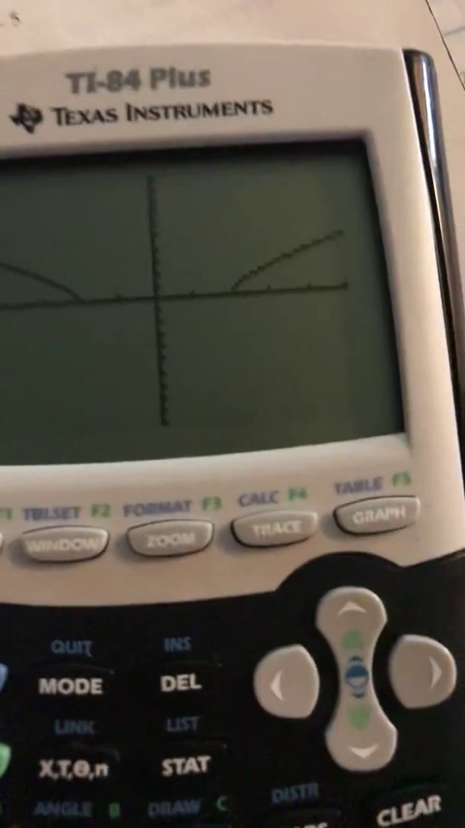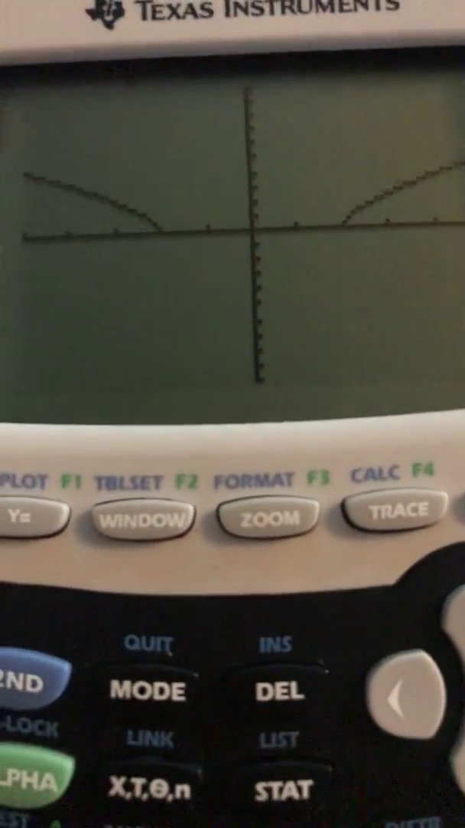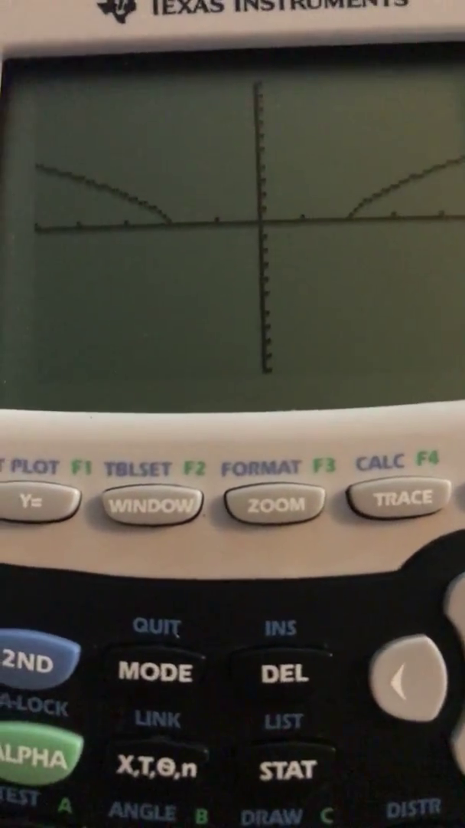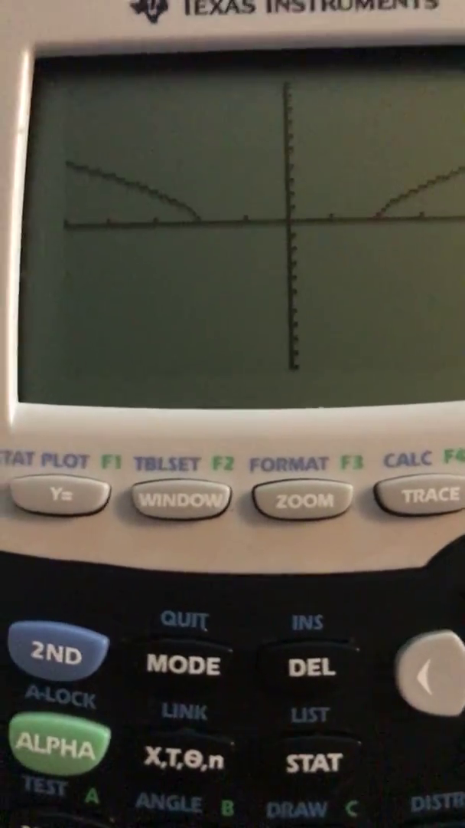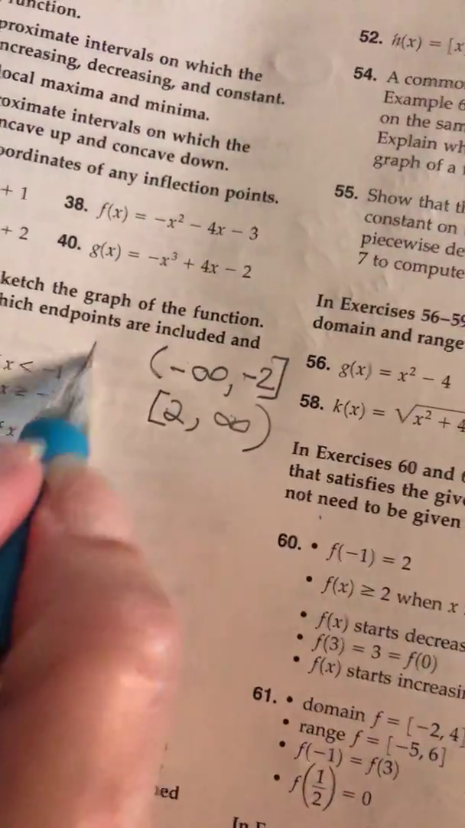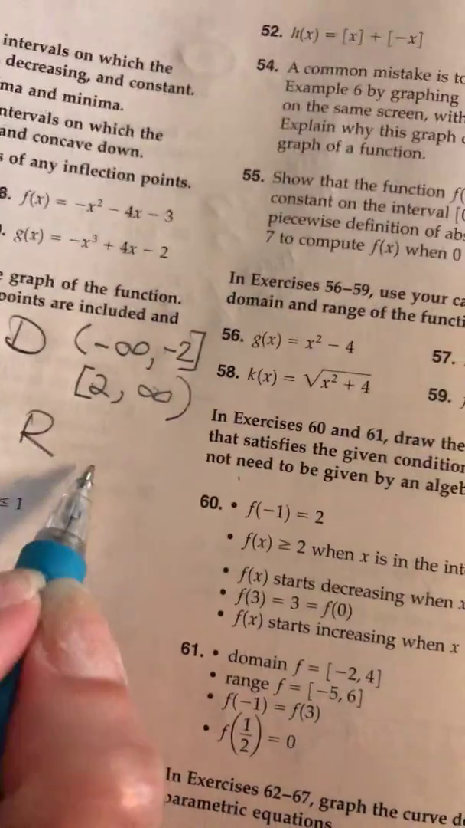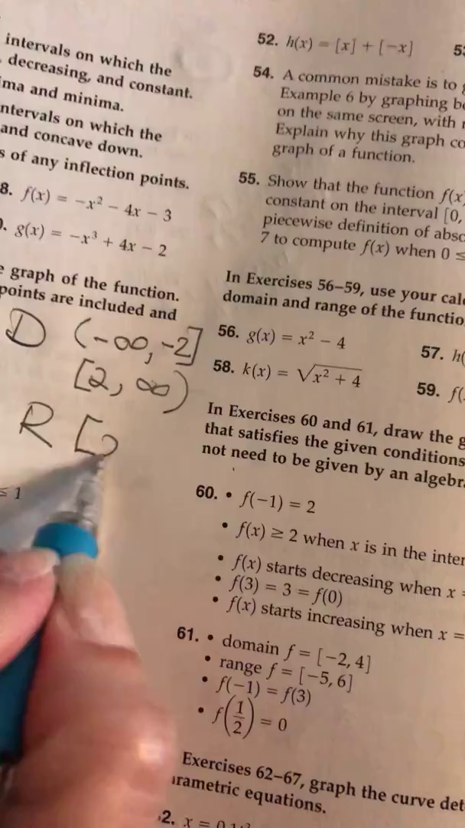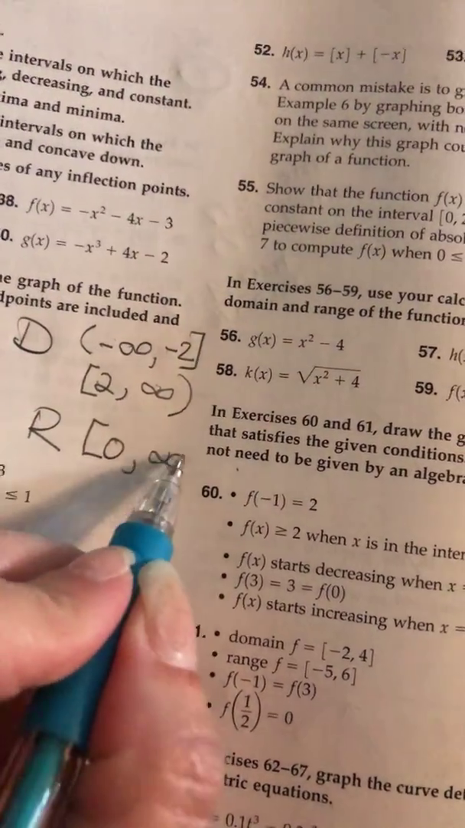All right, now look at my range. My range is all positive values. There are no negative values. So this is my domain. My range would be from 0 to positive infinity.